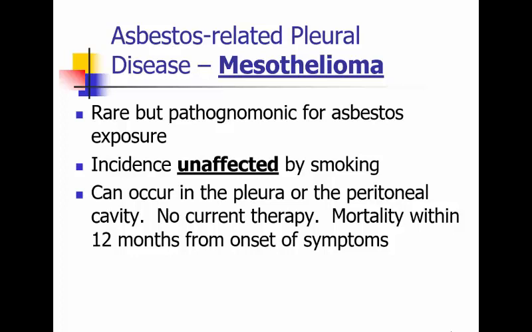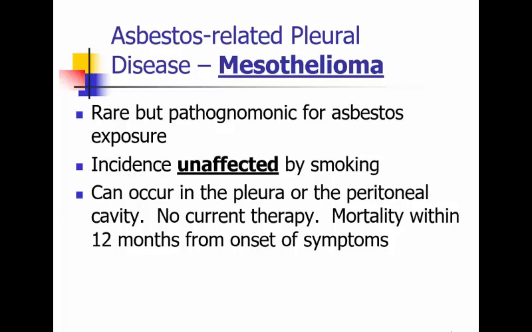However, the incidence is unaffected by smoking. Why did I put this here? Because this is a question on the exam. They will tell you the patient has history of exposure to asbestos, and he is a smoker. Do you think that the smoking is going to increase the risk for mesothelioma? The answer is no. Smoking will increase the risk for lung cancer, not pleural cancer, not mesothelioma. The only factor that will increase the risk of mesothelioma is asbestos exposure.